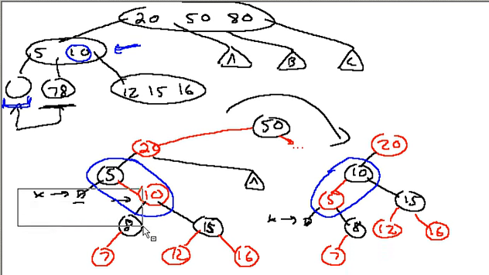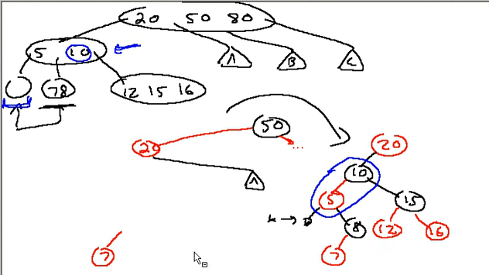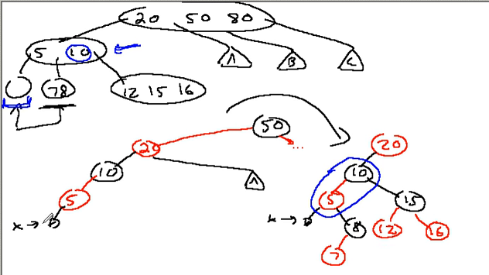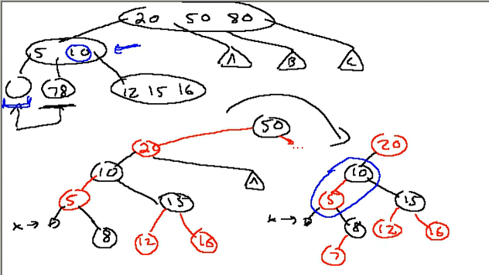So I say, okay, this was the result. Once we did the rotation, I'm drawing that in the actual main tree here. We had rotated 10 up, we had rotated 5 down. The left subtree of 5 remained the same. The right subtree of 10 remained the same, and the right subtree of 5 remained the same.